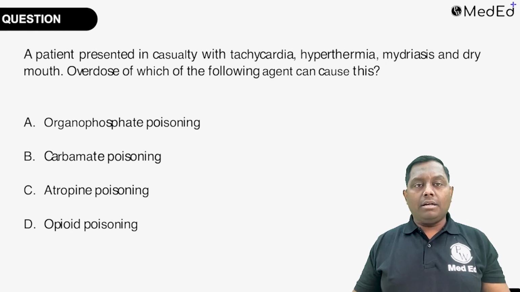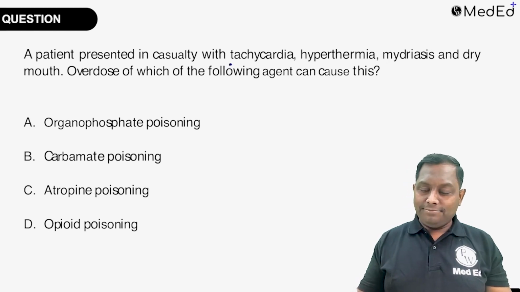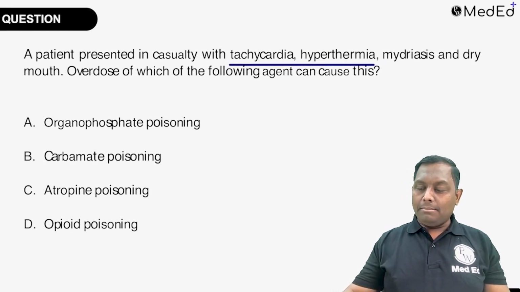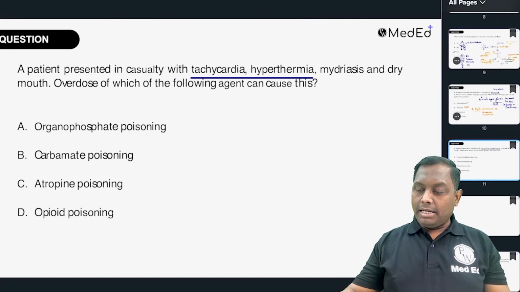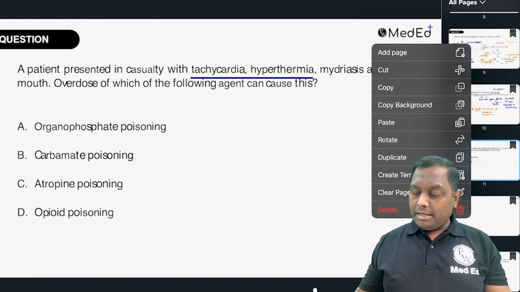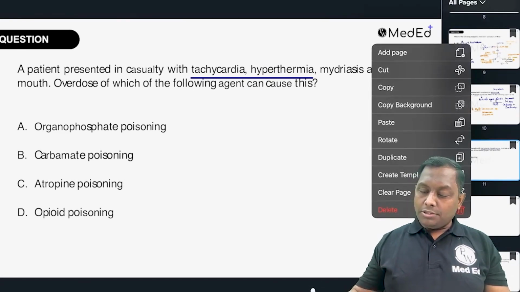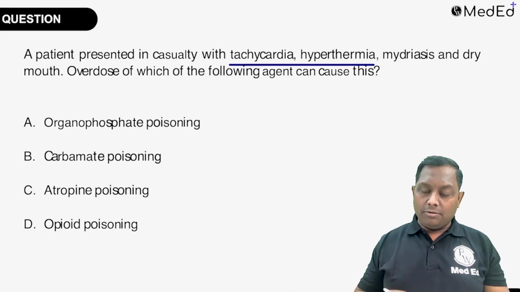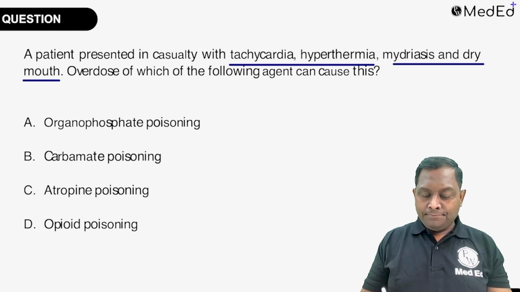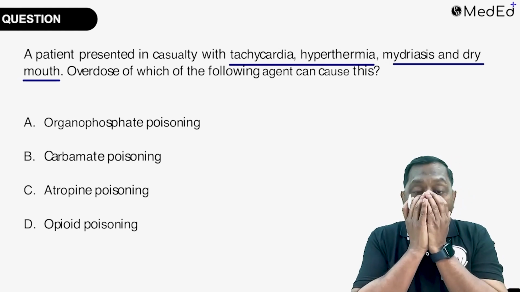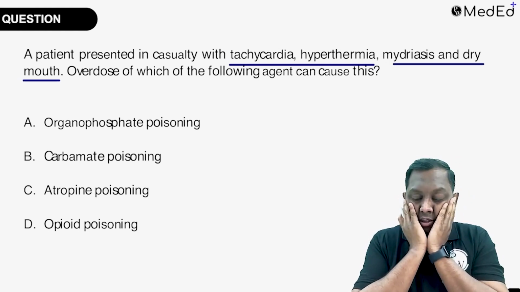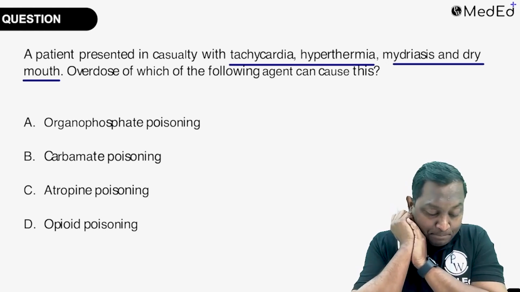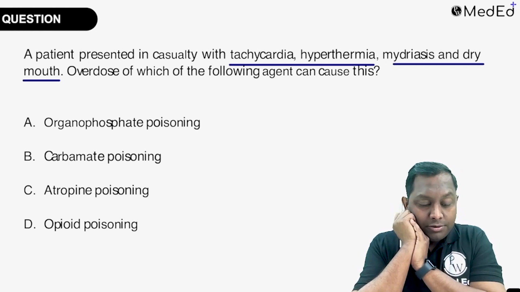A patient presented in casualty with tachycardia, hyperthermia and mydriasis. Now as soon as you hear this, what's the diagnosis? There is also dryness of mouth. So everywhere secretion is reduced. Overdose of which of the following agents can cause this condition?